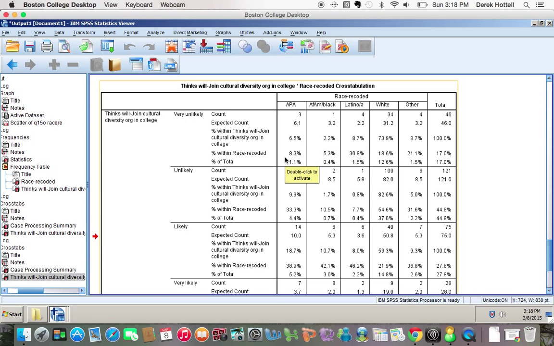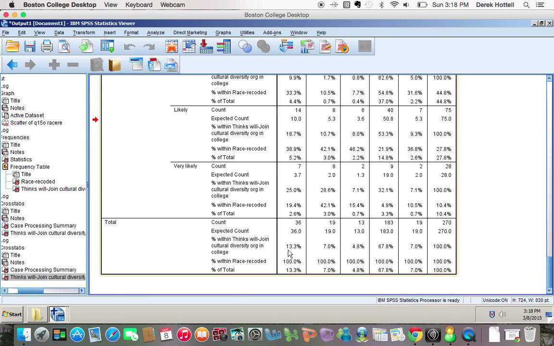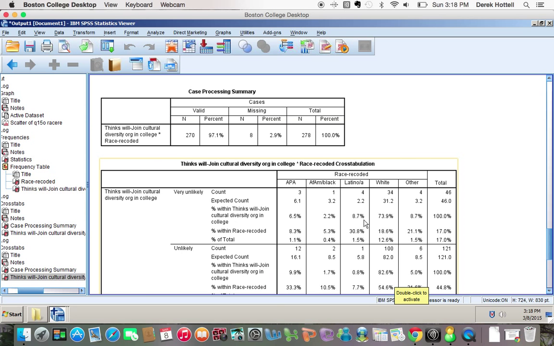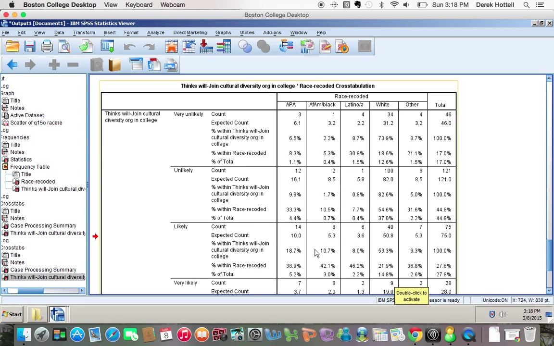So they're saying that, if everything was just generic and race had no bearing on what is to be expected to see, then these total columns should match across the board regardless of race. There should be no difference, and so you would expect to see 6.1 APA, 3.2 African American Black, 2.2 Latino Latina, 31.2. I'd say they're very unlikely, and that's what you would expect to see if there is no relationship between racial identity and whether or not a student thinks they'll join a cultural club.